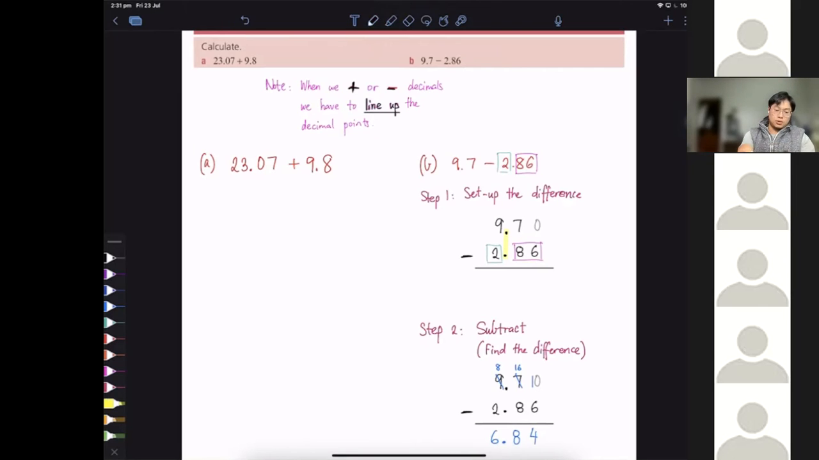Remember, we want the decimals lining up. Even if you think your answer is wrong, type it in the chat.